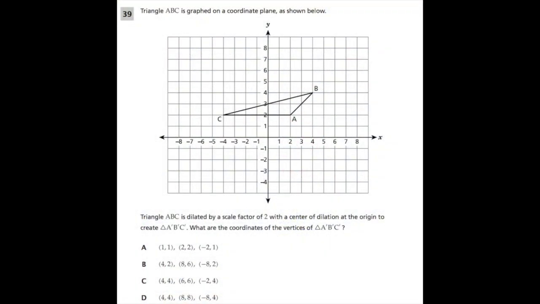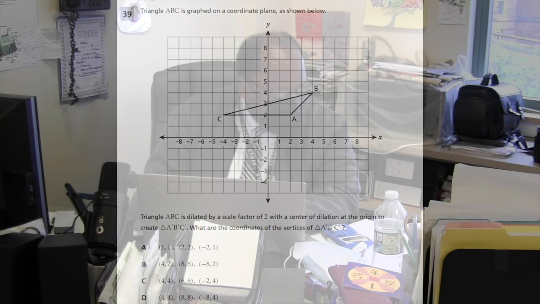Triangle ABC is graphed on a coordinate plane, as shown below. Triangle ABC is dilated by a scale factor of 2 with the center of dilation at the origin to create triangle A prime, B prime, C prime. What are the coordinates of the vertices of triangle A prime, B prime, C prime? Question. What's the answer to this one?